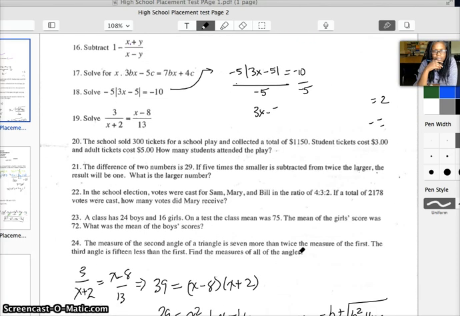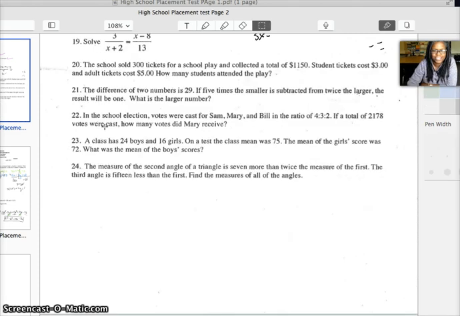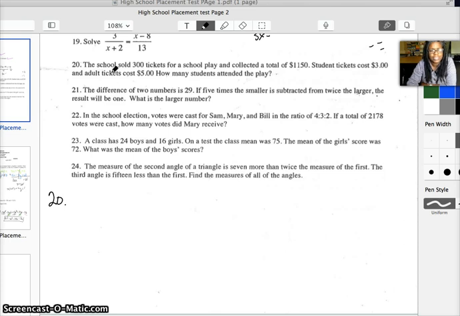Let's go ahead and look at number 20 through 24. All right, so here in number 20, we've got a problem that looks like it's totally from chapter 6. The school sold 300 tickets for a school play and collected this amount of money.